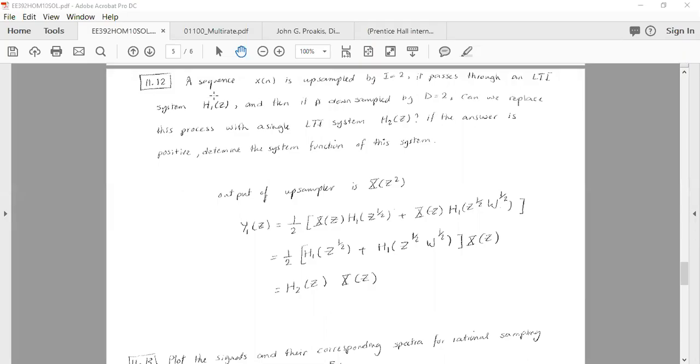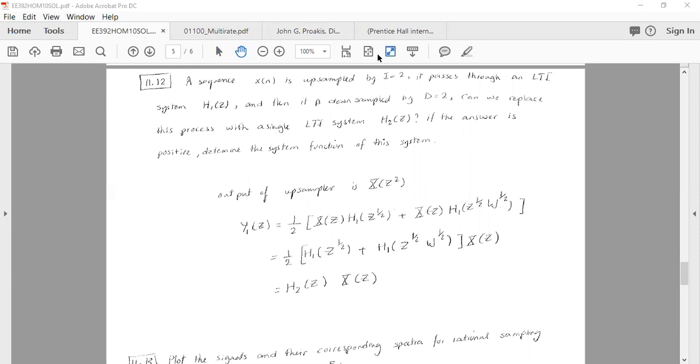So let's continue. 11.12, a sequence x of n is upsampled by I equal to 2. It passes through an LTI system h1 of z, and then it is downsampled by t equal to 2. Can we replace this process with a single LTI system h2 of z? If the answer is positive, determine the system function of this particular system.